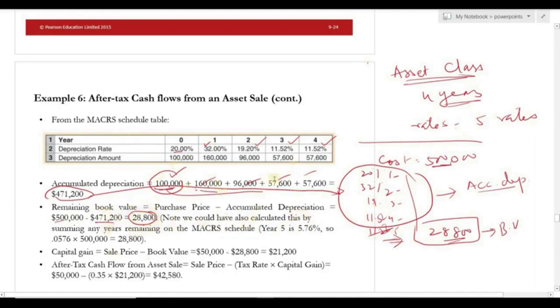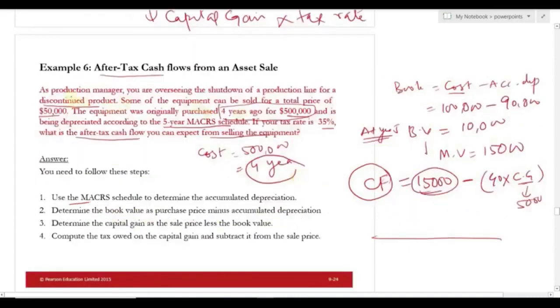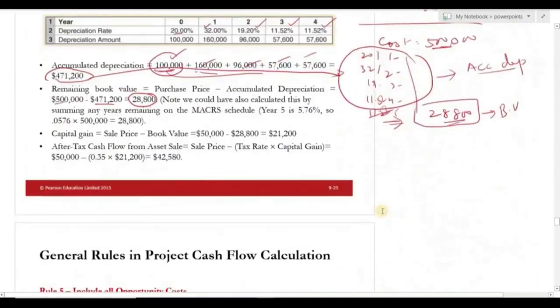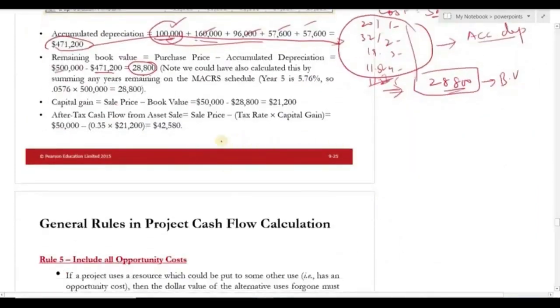And now the market price is how much? If you see, the market price is 50,000, and the tax rate is 35%. Okay, so now we need to do the capital gain. So market price is 50,000, book value is 28 something, like in the previous example. And now we need to find the after tax salvage value, right? So salvage value, first of all, is 28,800.